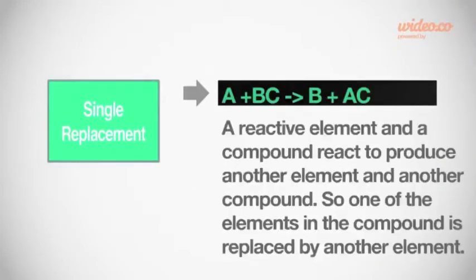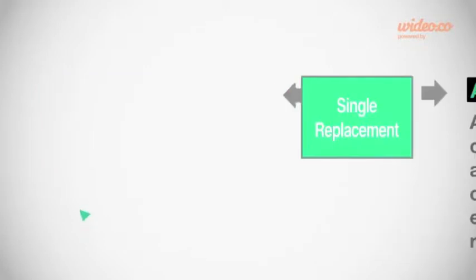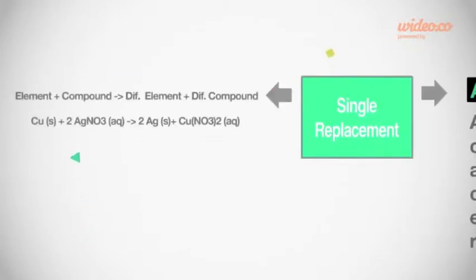A single replacement occurs when one element replaces another element in a compound. When this happens, a new compound is formed and an element is released. An element and compound react to form a different element and different compound. The reaction we perform to demonstrate single replacement is between copper and silver nitrate, which yields silver and copper nitrate.